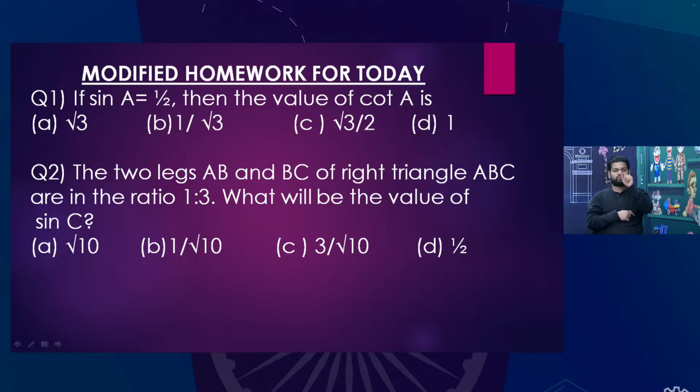Second question is, the 2 legs AB and BC of a right triangle ABC are in the ratio 1:3. What will be the value of sin C? Again there are 4 options, A √10, B 1/√10, C 3/√10, and fourth option D is 1/2.